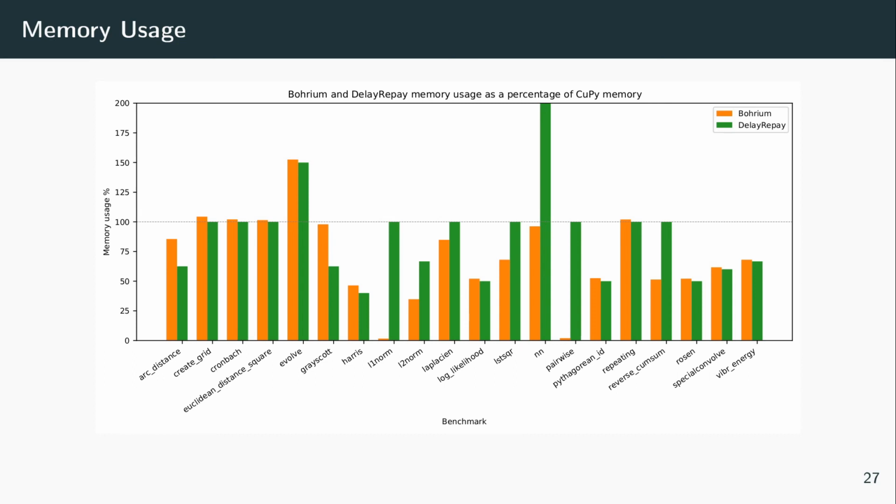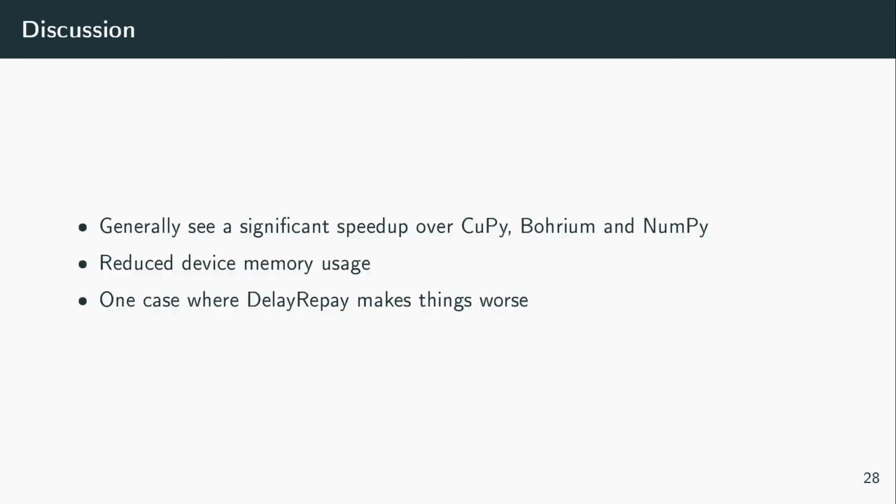This chart shows the memory usage of Bohrium and DelayRepay compared to CuPy. In most cases, we can see a reduction in memory usage. There are 2 cases here. Bohrium has a memory usage of 0, but that's a result of a failure in instrumentation. We have one example here where DelayRepay is significantly worse than Bohrium, but we'll talk about that one in just a moment. So we generally see a significant speedup for DelayRepay over CuPy, Bohrium, and NumPy, along with reduced device memory usage.